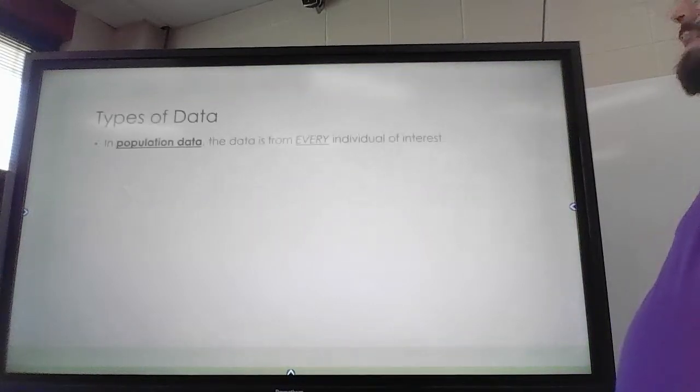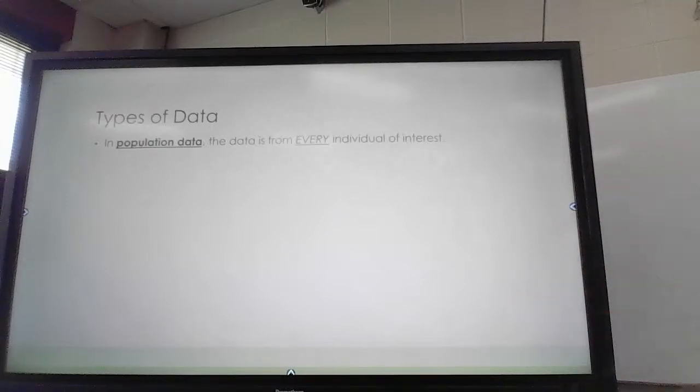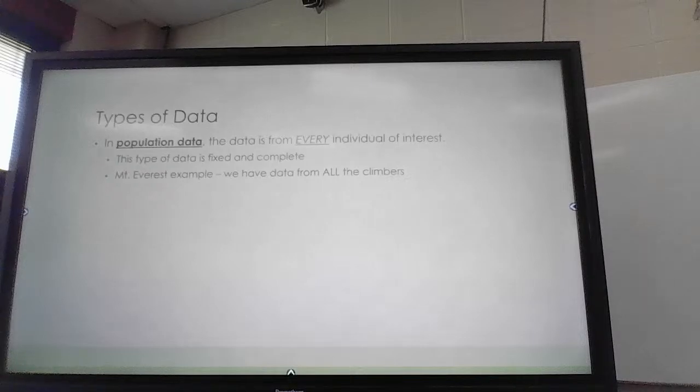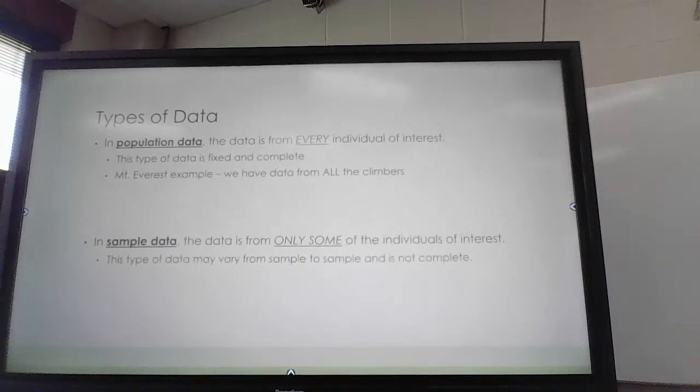So when we talk about population versus sample, for a population, the data is from every individual of interest. And when you have data from every individual of interest in your study, this data is fixed and complete. I think a while back we used the Mount Everest example, right? If you're doing a population study on people who have climbed Mount Everest, we have data from all of the climbers, and there's not that many. And with sample data, the data is only from some of the individuals of interest, and depending on the sample, the data may vary. And for obvious reasons, it's not complete.